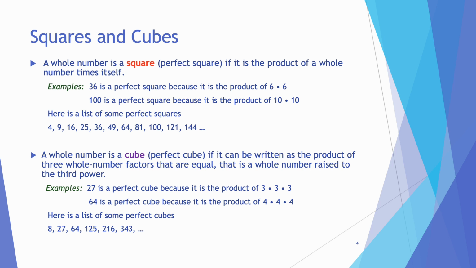Here is a list of some perfect squares: 4, 9, 16, 25, 36, 49, 64, 81, 100, 121, 144. And the name square is actually based on the area of a unit square, which is side times itself. That's why it's called a square.